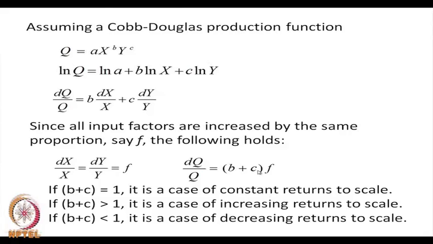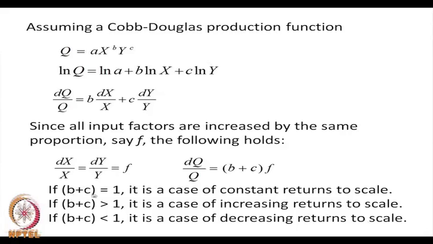Whereas, if b plus c is greater than 1, then this whole quantity is greater than f. It means that a fractional change in x and y by an amount f leads to a higher fractional change in q, by more than f. So, if b plus c is greater than 1, it is a case of increasing returns to scale. If b plus c is less than 1, it is a case of decreasing returns to scale.